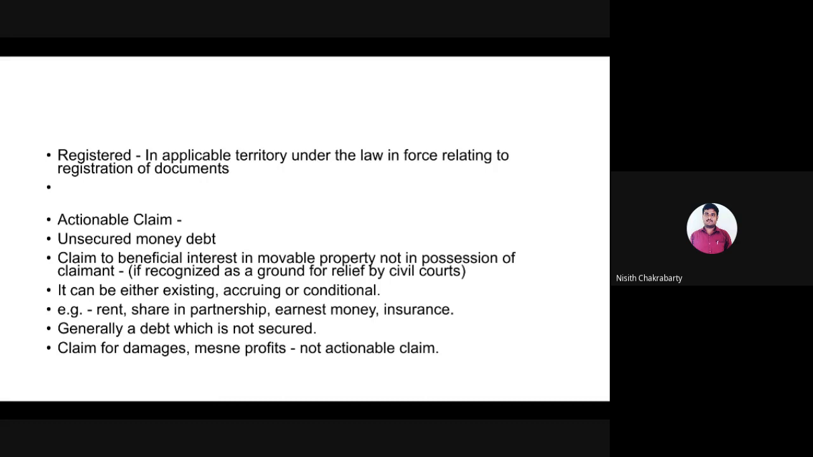And the second part of the definition says that it's a claim to any beneficial interest in a movable property not in the possession of the claimant. And when I say not in the possession of the claimant, I mean to say that it is not in the actual or constructive possession. Now we'll know what is actual and what is constructive possession. The literal meaning would be that if I have the car and I am possessing it, I'm driving it every day to the office, that is actual possession.